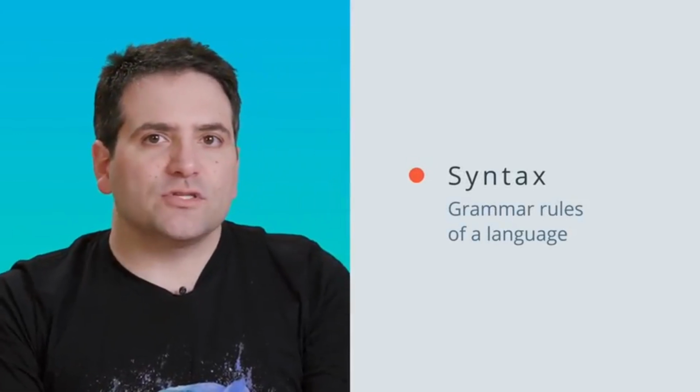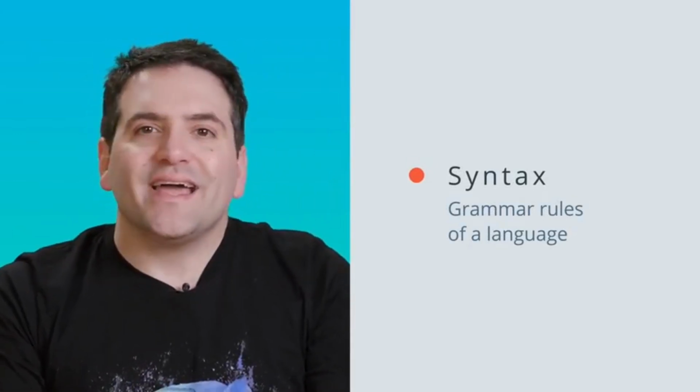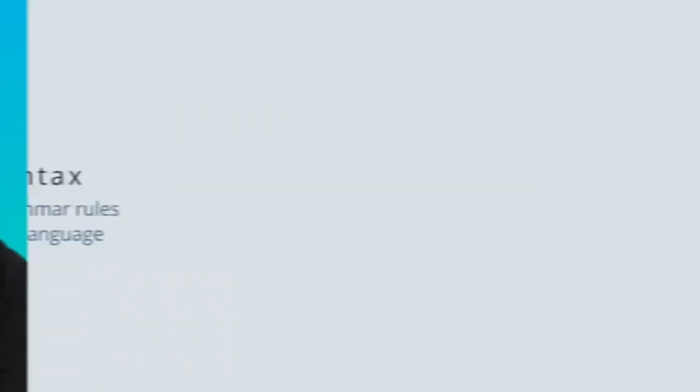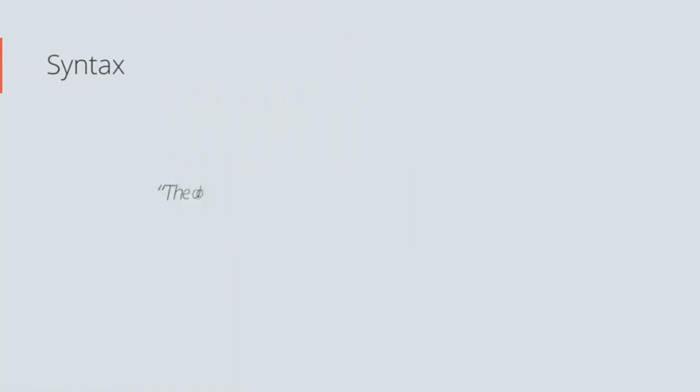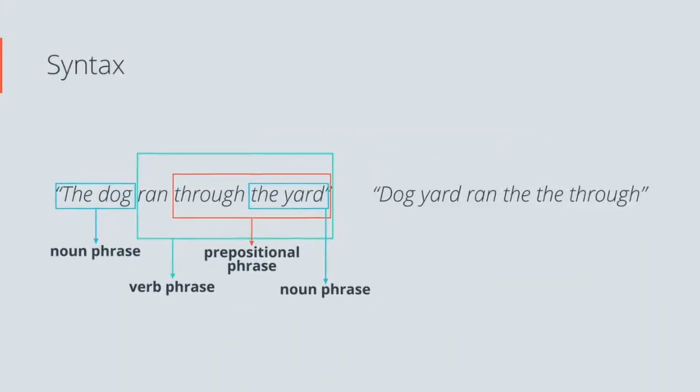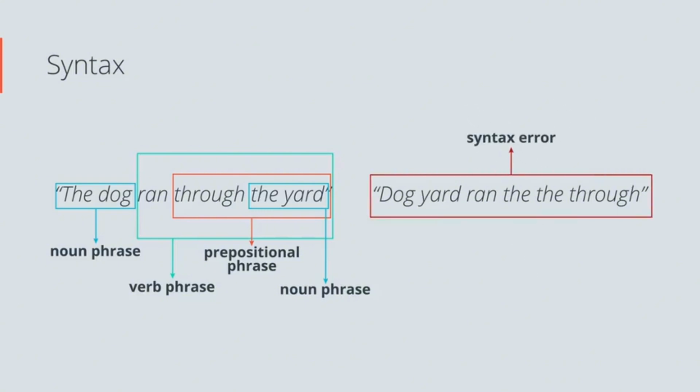The first concept to watch for is syntax, which is another word for the grammar rules of a language. Now, natural languages like English have grammar rules, and so do computer languages like HTML or Python. For instance, in English we would say, "The dog ran through the yard," and not "dog yard ran the through." That would be ungrammatical. It wouldn't make sense. And that's what programmers call a syntax error.